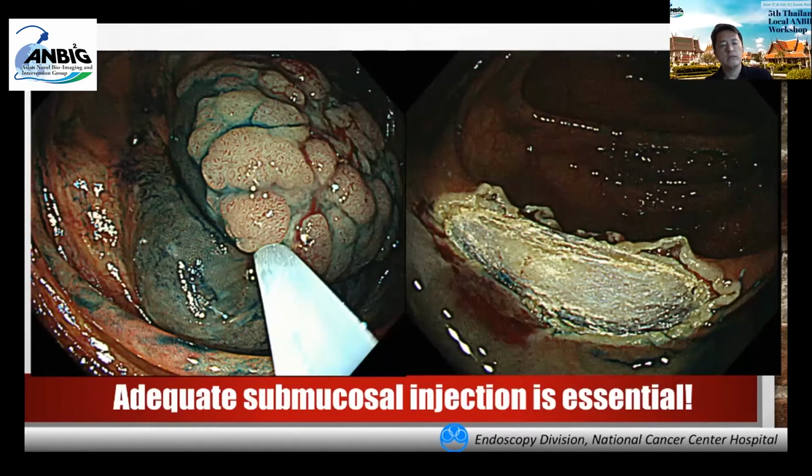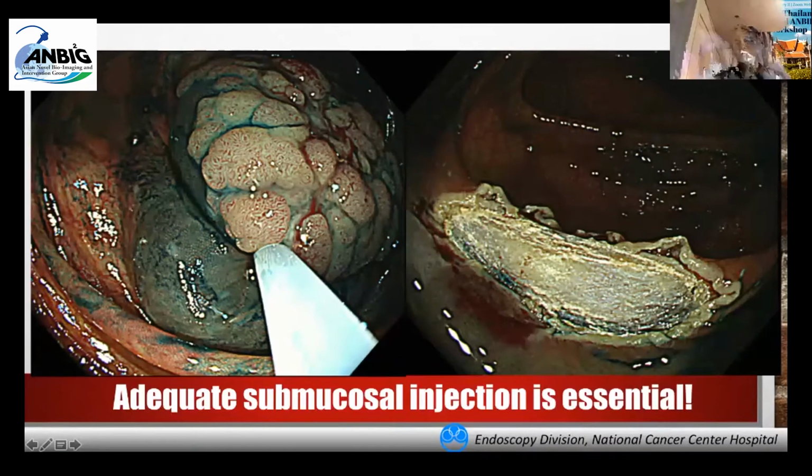Another important point is adequate submucosal injection is essential. Don't perform injection in multiple locations. The best thing is only 1 or 2 point injection. If you inject from various sides, not only the tumor but also the surrounding mucosa will be raised up. So en bloc resection becomes really challenging. Just 1 or 2 injections only raise the tumor itself.